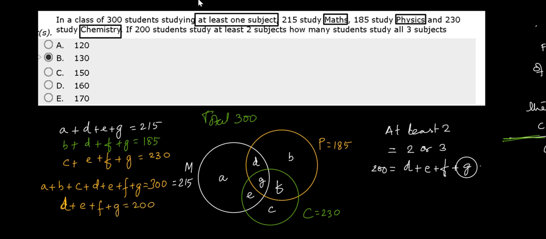So, how many equations do we have? Five. And how many variables? Seven. So obviously, we cannot solve for all of them. But we have to find a way to solve for G, because we need G. So, how do we find G?